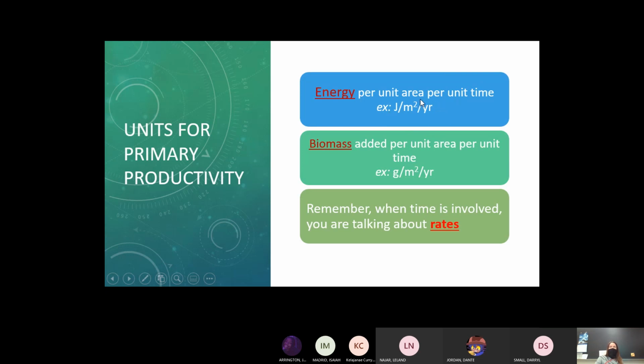So energy, space, time. When we talk about biomass added per unit area per unit time, this is where it comes in as grams or kilograms per meter squared per year. Remember, these are all rates. This is how much is being added per meter squared per year, like miles per hour is a rate.